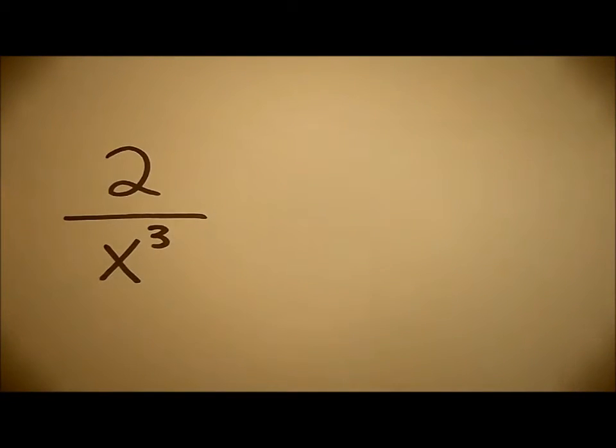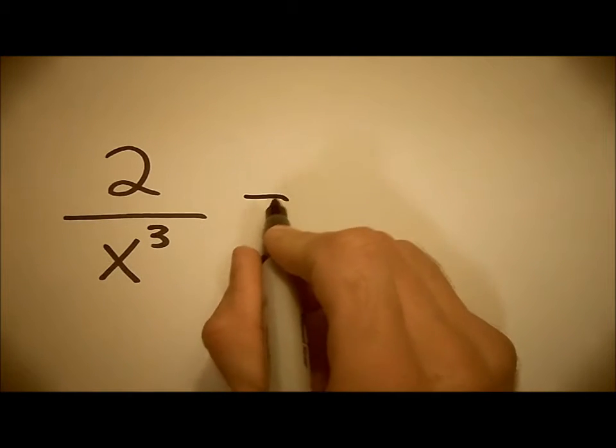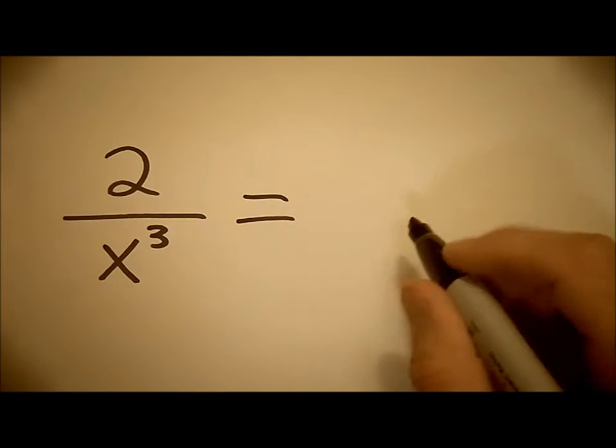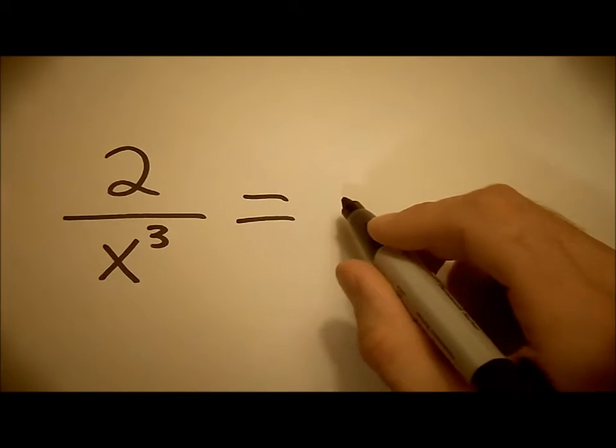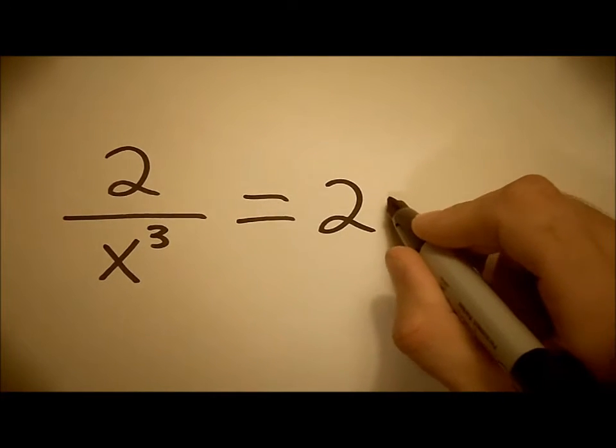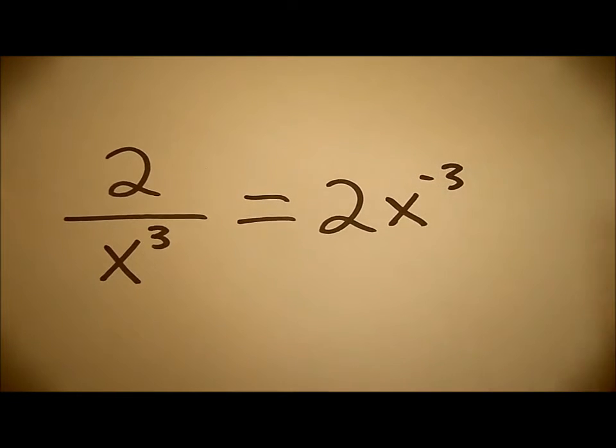When you're given variables with exponents in fraction form, remember you can rewrite that to get everything in the numerator by just changing the sign of the exponent and bringing it to the top. So it can be rewritten as 2x to the -3rd.